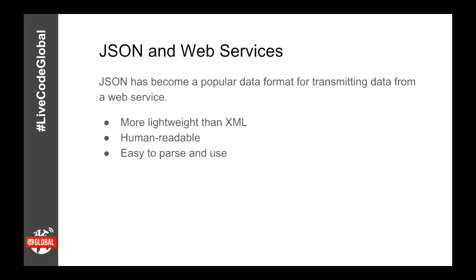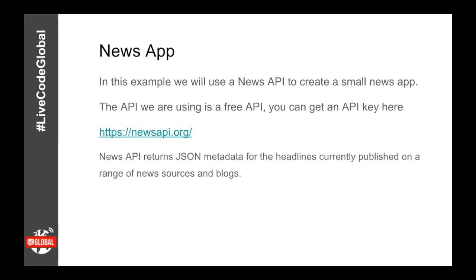So as well as being used as a data source, JSON has become a popular data format for transmitting data from a web service. It's more lightweight than XML, it's human readable, and it's easy to parse and use. In this example, we'll be using a news API to create a small news app.